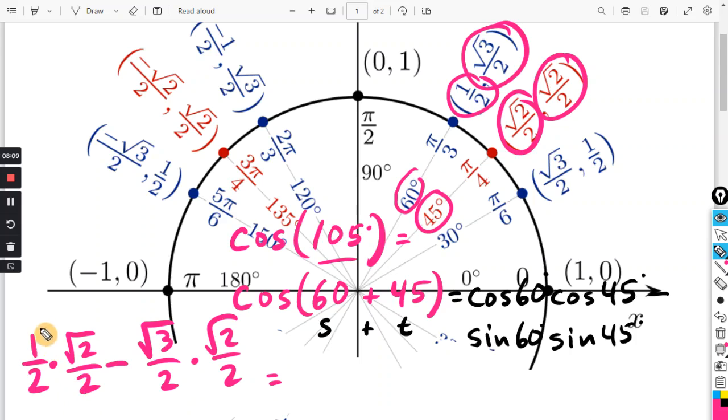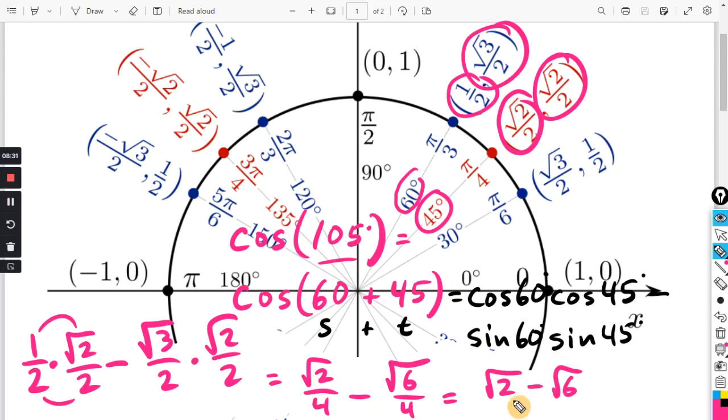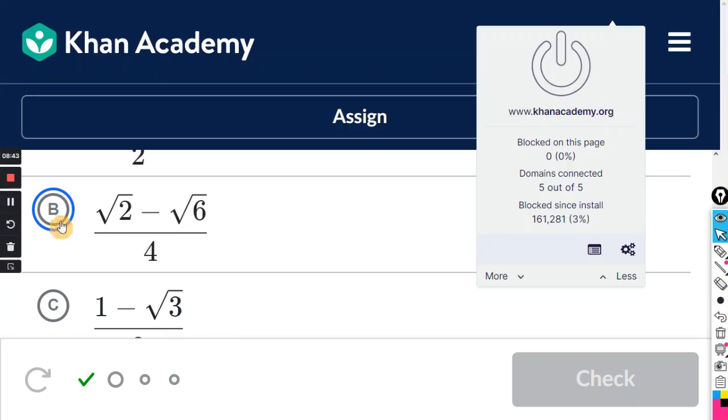All right. 1 times radical 2 is radical 2, and 2 times 2 is 4. Minus radical 3 times radical 2 is radical 6. And 2 times 2 is 4. So the common denominator is 4. It's radical 2 minus radical 6 divided by 4. Final answer. All right, radical 2 minus radical 6 over 4.